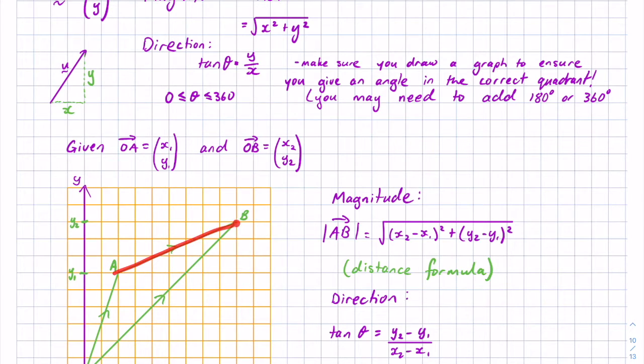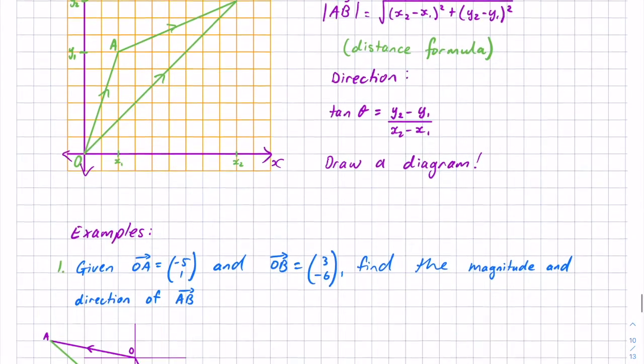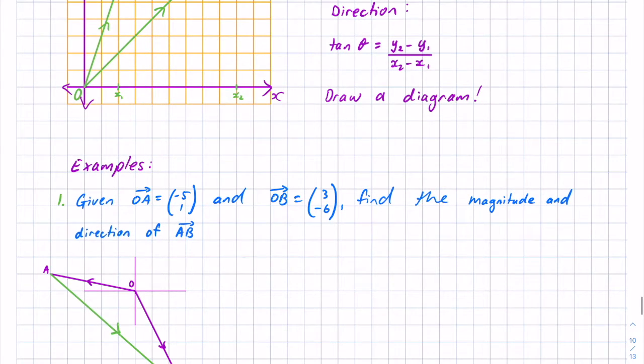The direction of AB, now think of it up here, so it's this angle in here, again is tan theta equal to y2 minus y1 over x2 minus x1, opposite over adjacent. Always make sure, as I said, to draw a diagram. I'm going to keep repeating that. So let's look at some examples.